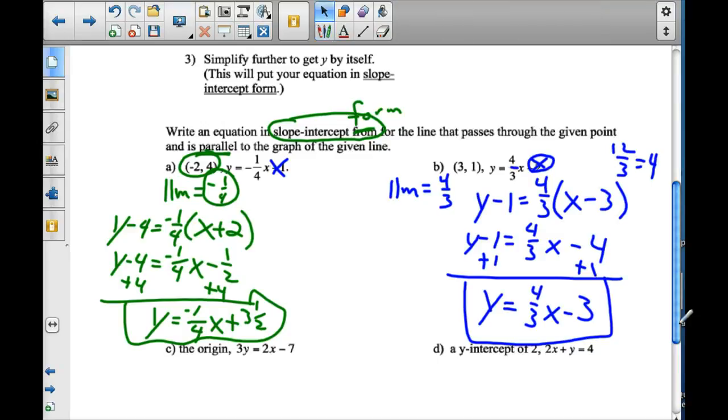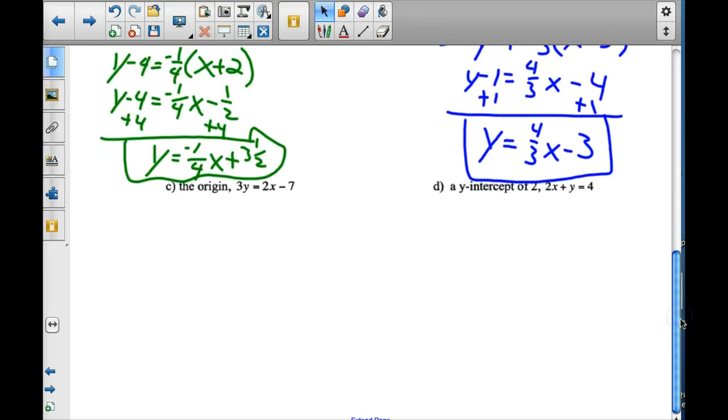All right, now I'm going to throw some curveballs at you guys. You've got to write an equation that goes through the origin and is parallel to the line 3y plus 2 equals 2x minus 7. You don't know a point? Well, you do know a point. But you don't know the slope of that second line. What do you have to do to that second line? You've got to put that second equation into slope intercept form.